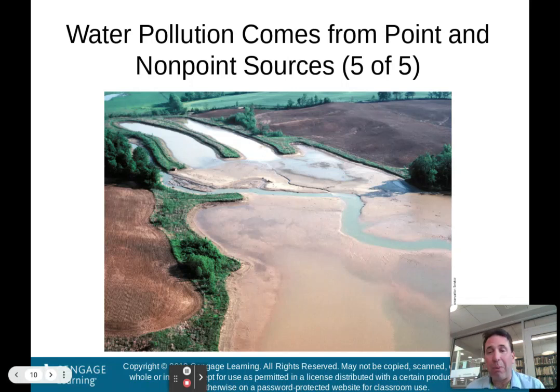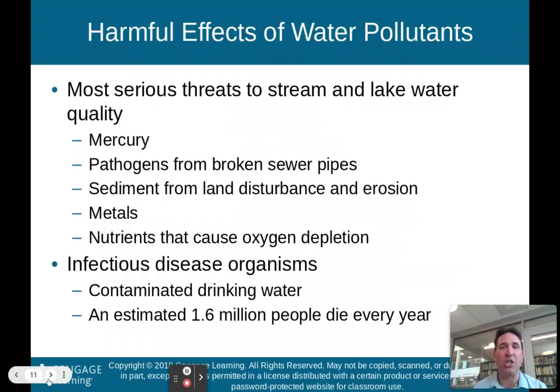What I will point out is by weight, very important, by weight, sediment is the largest source of water pollution. And what is sediment? It's just pieces of soil in the water. It doesn't necessarily have to have pesticides or fertilizers in it. Sediment itself is considered water pollution. And again, by weight, sediment is the largest source of water pollution that we have. So definitely make a note of that.